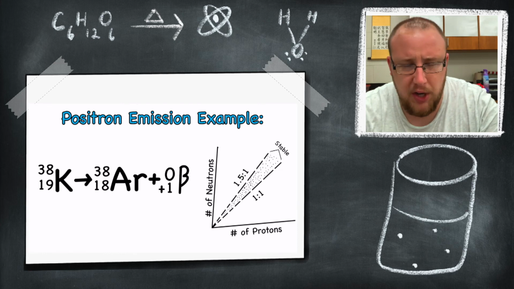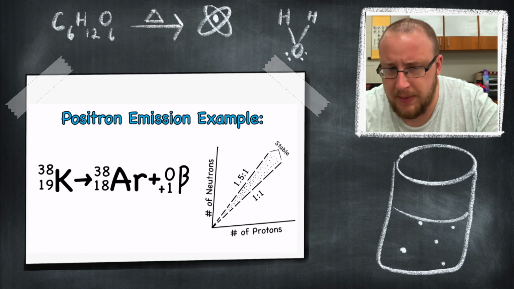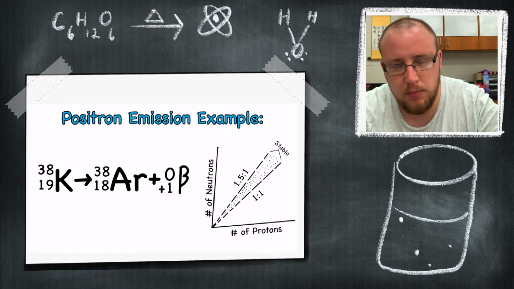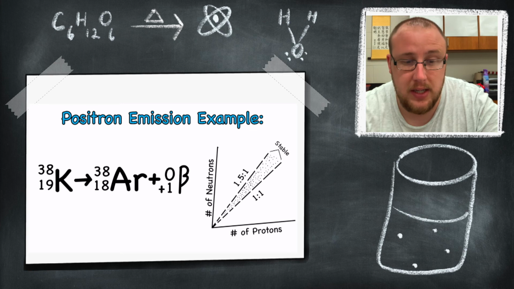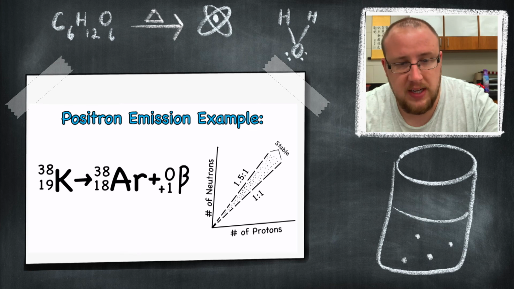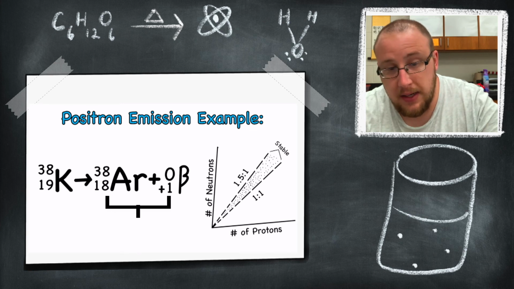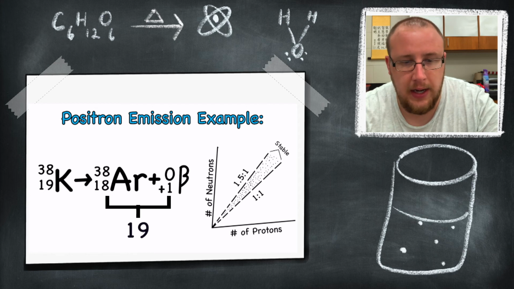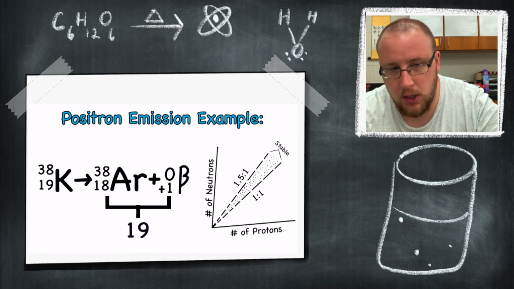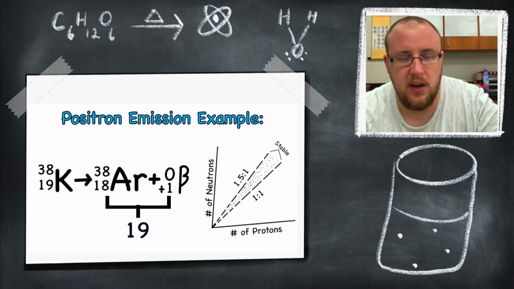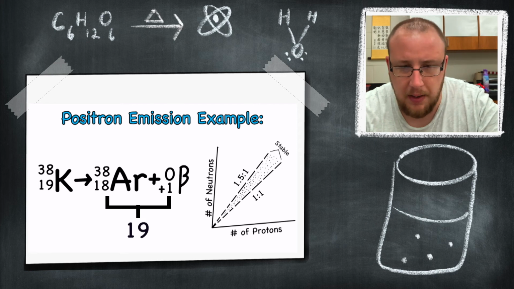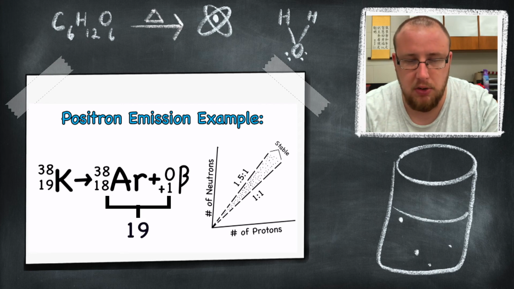Okay, so if we add our atomic masses up, we still have 38 on the left side and the right side. But let's pay attention here. Our argon is 18. If we add our positron to it, the +1, then that's going to give us our potassium's 19. So again, mass is accounted for.